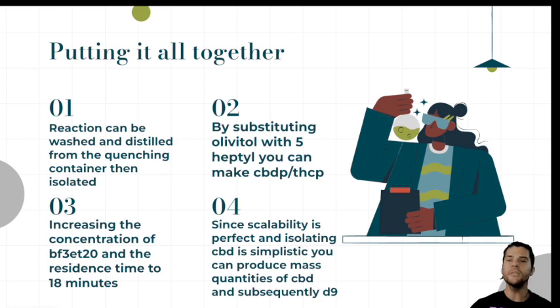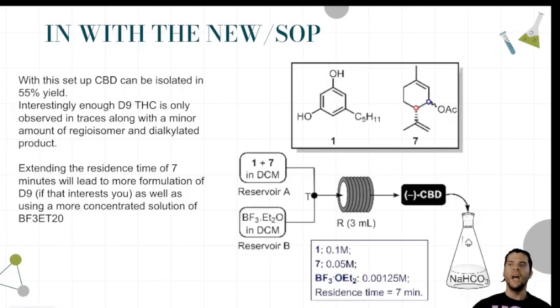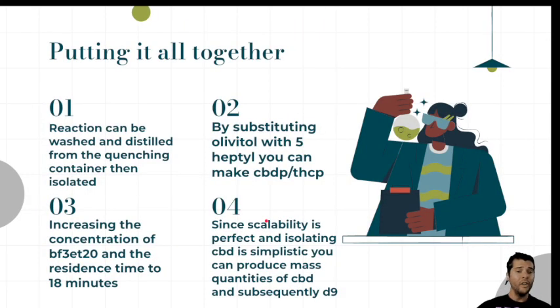Now, by substituting olivetol with 5-heptyl resorcinol, for instance, or any other resorcinol that you know about that is well known in your laboratory to make THCB, or the methyl precursor, whatever that is that you are using to make those, let's call them boutique cannabinoids, THCB, M, whatever, you can substitute that olivetol with that resorcinol, and in turn, you can make CBDP or THCP in a 7-minute residence time flow through reaction.